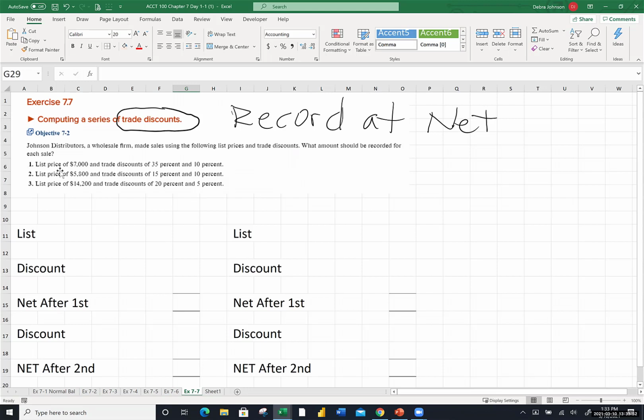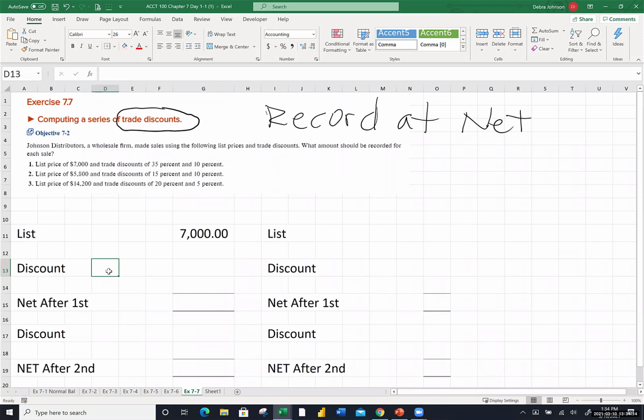Okay, number one, we're going to do. The list is 7,000. And the trade discounts, this is a buy level discount. The trade discounts are 35 and 10. Well, the normal person would look at that and say, oh, that's a 45% discount. It's not. So let's calculate it. So here's the list price, 7,000. And we're going to do the first discount, which is 35%.